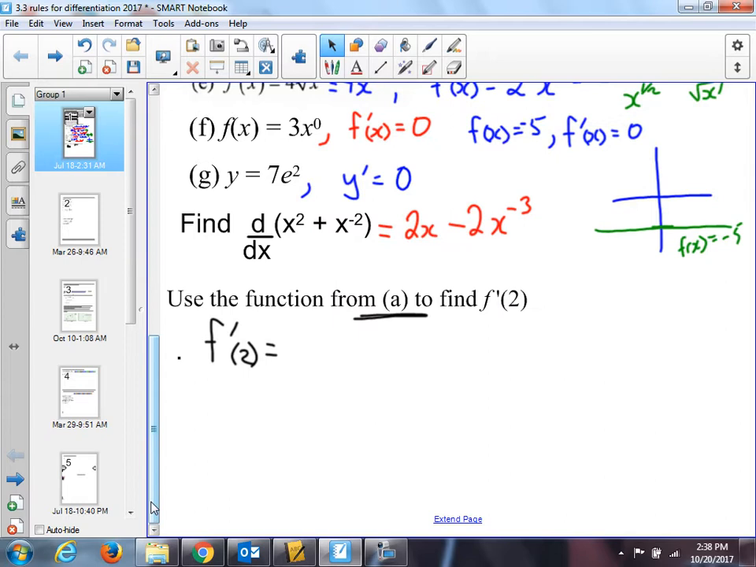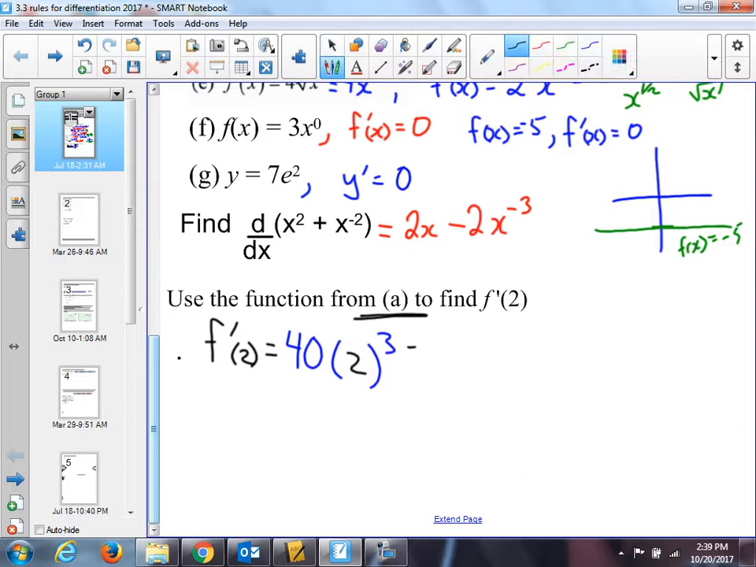So, 40x cubed, so we're going to put 2 in here. 2 cubed is what? 8. 8 times 40 is? 320. Yeah, 320. Some of you multiplied 2 plus 2 plus 2 instead. Anyways, 2 cubed is 8.